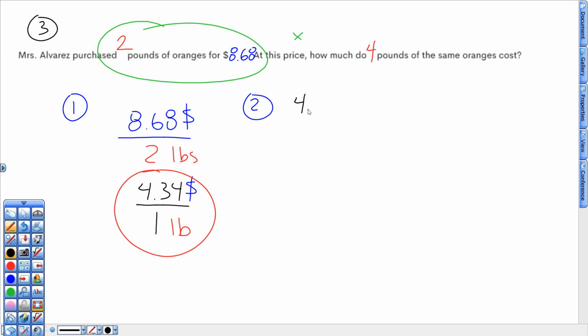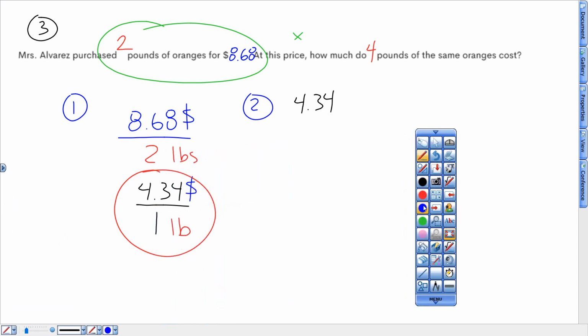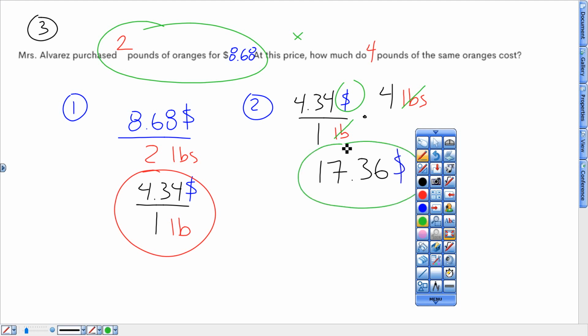The second step is to use that unit rate and times it by 4. This one is the only unit rate problem I'm actually using at the end. So $4.34 for every 1 pound, and I times that by 4 pounds. And since these are crisscross, they go away, and all I'm left with is this dollar unit. And then I just take that 4.34 times 4. That gives me $17.36. Notice the only unit left over there after the pounds units canceled was this.